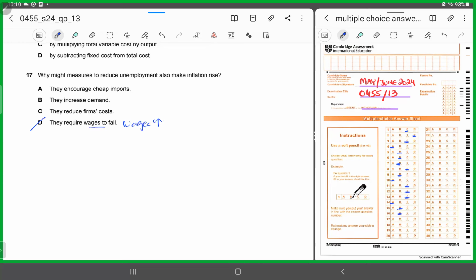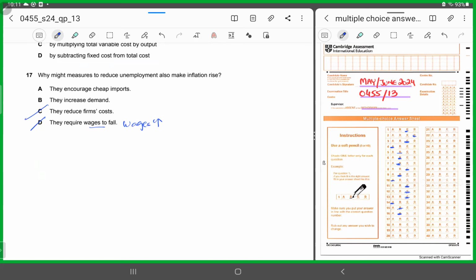When we are looking at option C, they're saying they reduce a firm's cost. When you're reducing unemployment, this means the employment level is increasing. So when the employment level is increasing, more and more people will be employed. So a firm would be paying more in terms of salaries, right? In terms of bonuses, so the firm's payments will have to be increased. A firm's cost will be rising and not falling. So option C is incorrect.